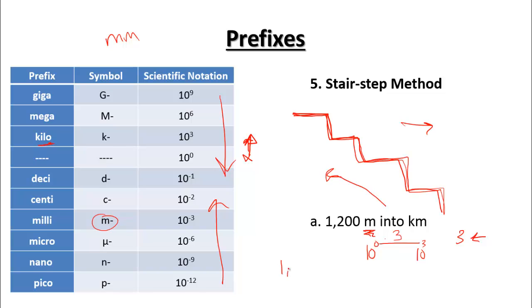So if you have 1,200, there is no decimal point right now, so where's it technically at? It's at the end. It's technically right there. Then we're moving 3 to the left, so 1, 2, 3. So now we end up with 1.2 kilometers. And that's how it's done.